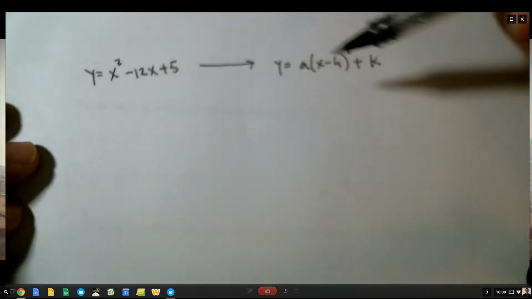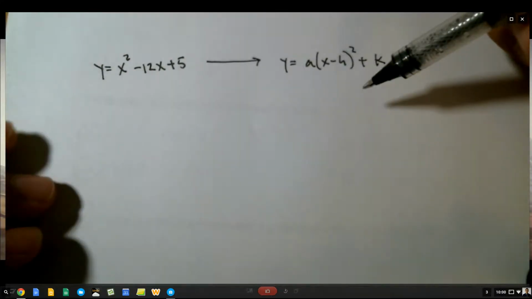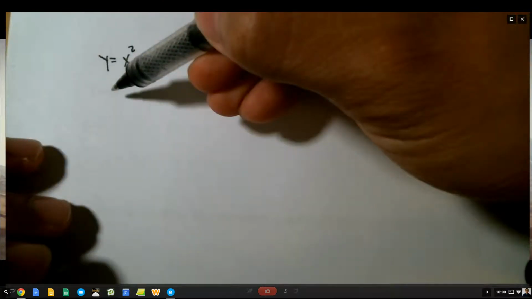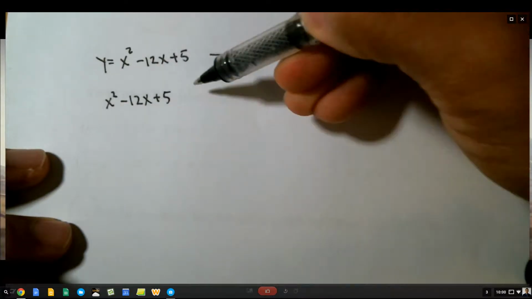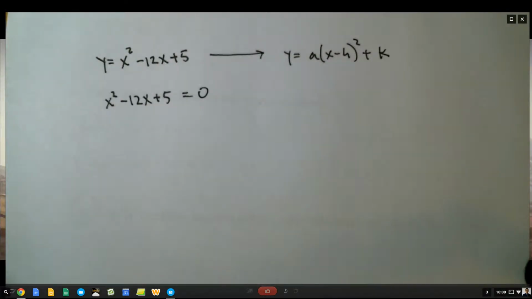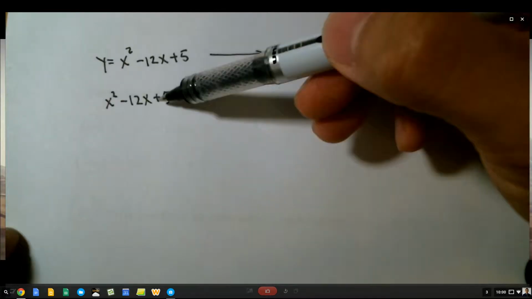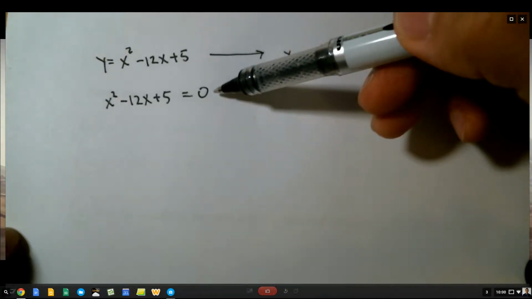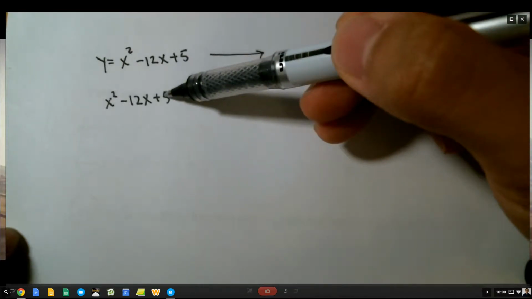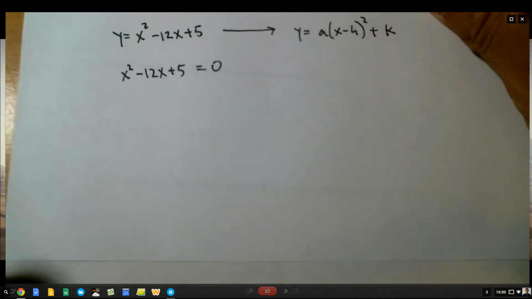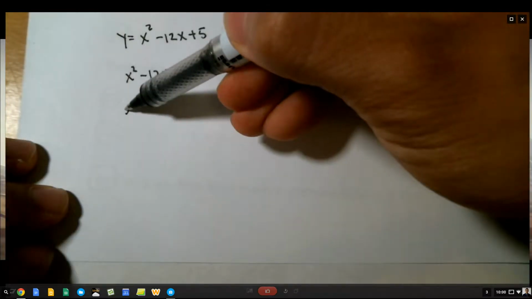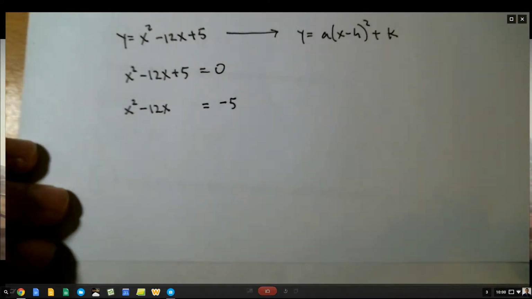So how do we complete the square again? The first thing we have to do is set this equation to 0. So I'm going to do that: x squared minus 12x plus 5, and we set it to 0. Now we have to get the 5 to the other side. We don't have to, we could, but just to make everything clear, we're going to do it and then bring it back later because I feel like that's easier to work with. Okay, so let's bring this to the other side. So we have x squared minus 12x equals -5.